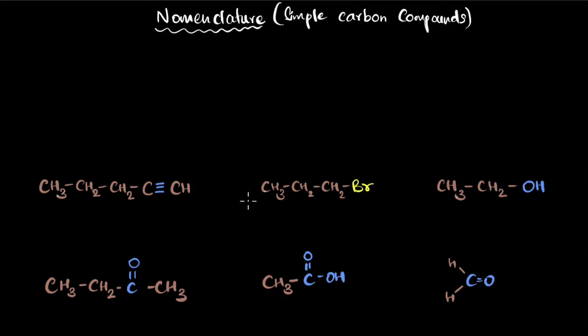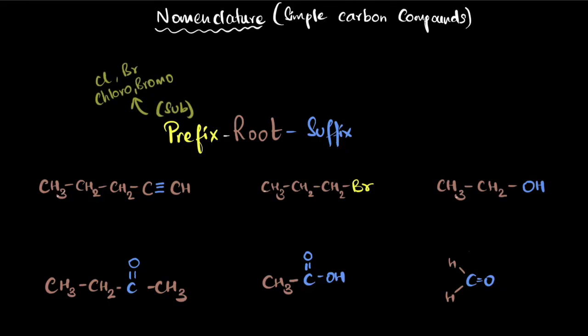Let's explore how to name simple carbon compounds using IUPAC nomenclature. Here's the rule. The name can be divided into three parts. You have the prefix, root word, and the suffix. So the prefix is usually a substituent group. So if you have, for example, chlorine as a substituent group attached, then you will start with chloro. If you have bromine, for example, it has bromo. And similarly, you might have iodo or fluoro and other substituent groups, but chlorine and bromine are the usual ones.